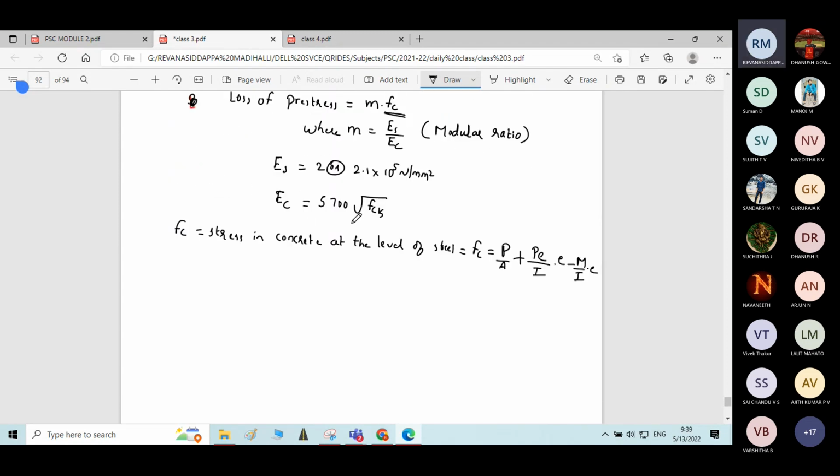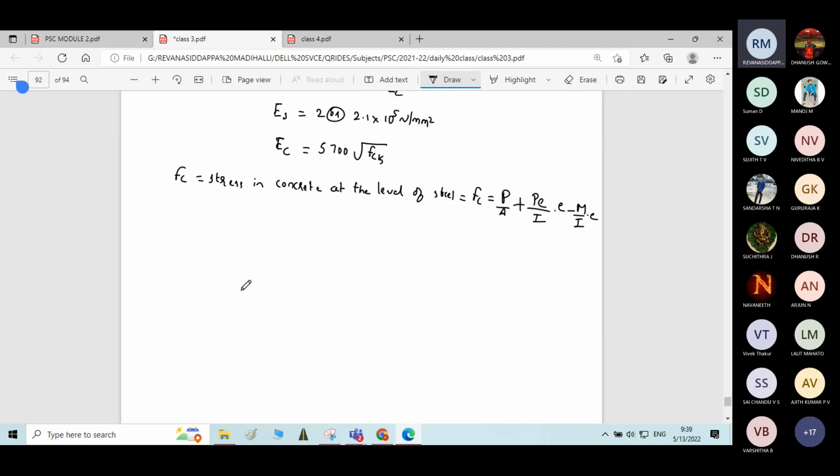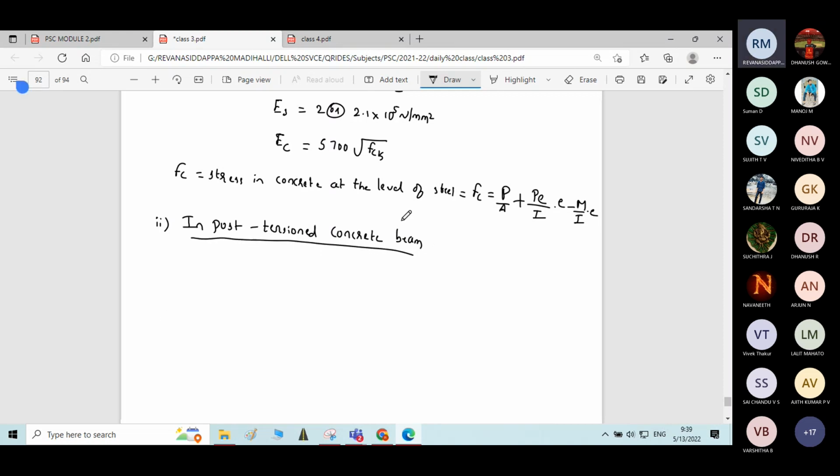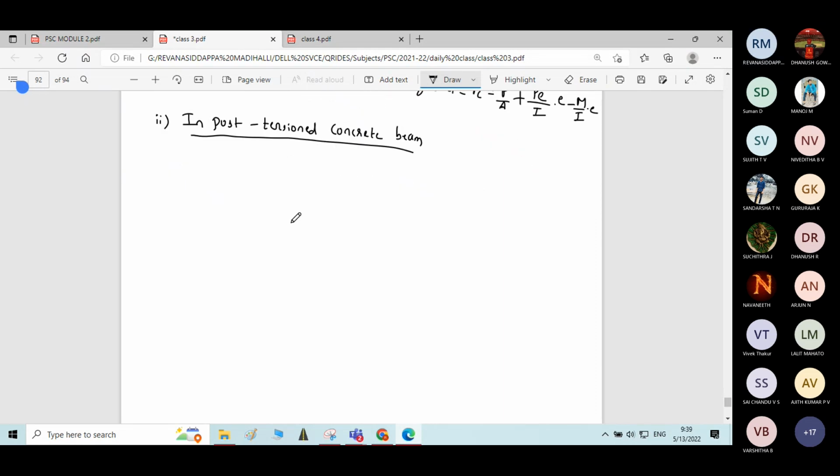Now, this calculation holds good for the pre-tensioned concrete beam. In a post-tensioned concrete beam, what is the process involved in post-tensioning?